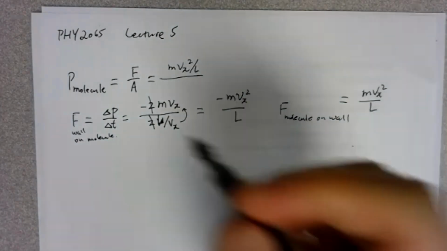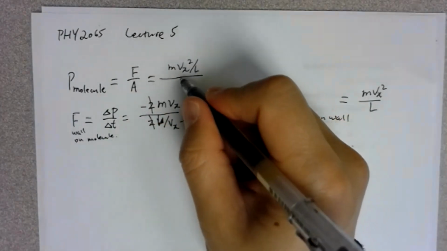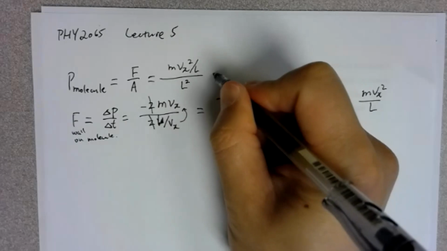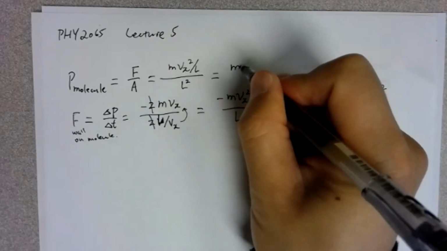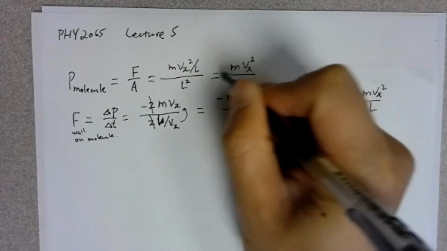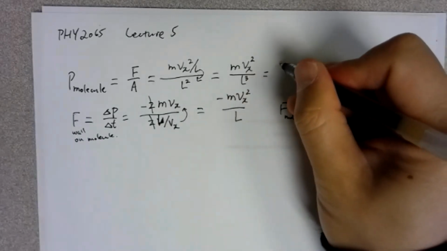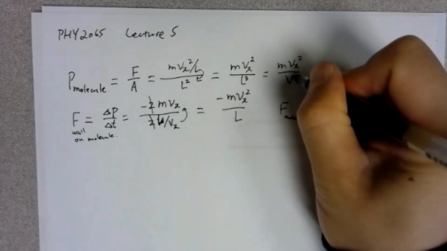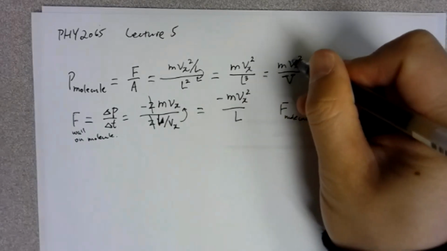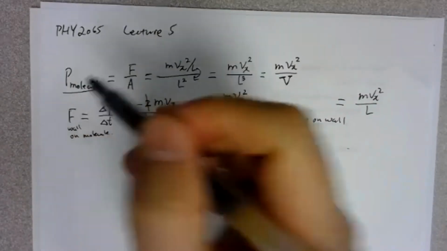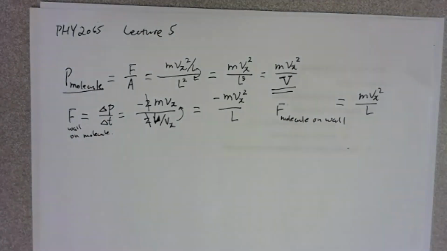The area, because this is a cube, is going to be L squared for each wall. So this gives you mvx squared over L cubed, and L cubed is the volume of the cubic container, so divided by V, volume. This is small v for velocity and this is capital V for volume. So the pressure by each molecule on the wall is equal to mvx squared over the volume. That's what we have on the PowerPoint slide, so let's go back to the PowerPoint slide.